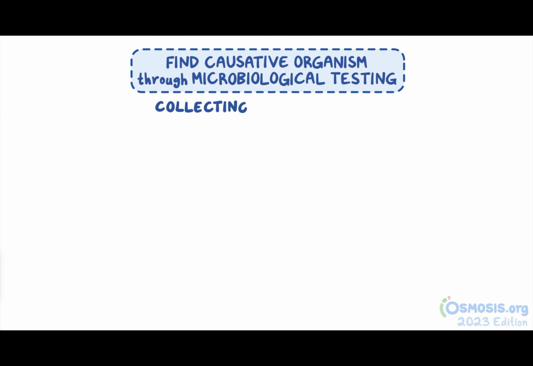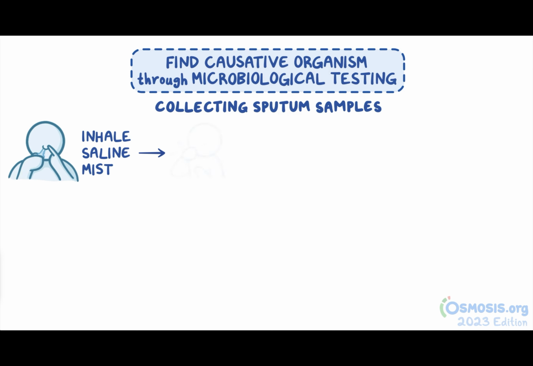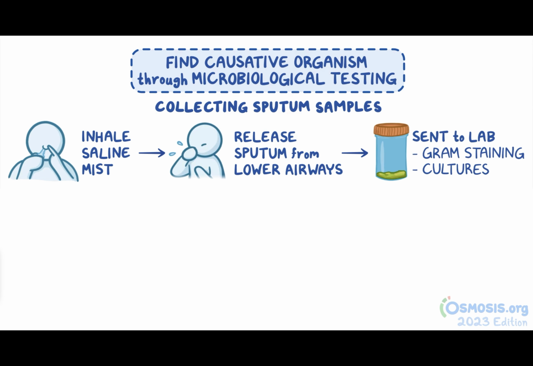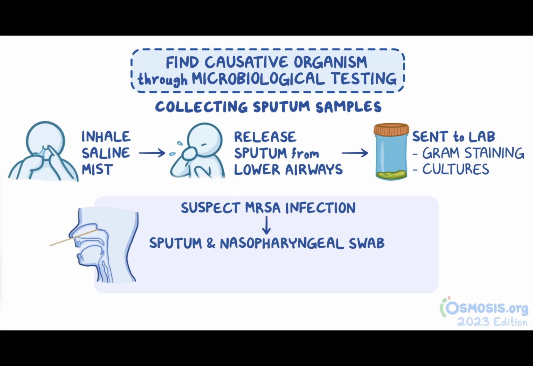This involves collecting sputum samples, usually by sputum induction. To do this, the patient should first inhale a saline mist, which will trigger a reflexive cough to release sputum from the lower airways. Sputum samples are then sent to the laboratory for gram staining and cultures. Additionally, if you suspect MRSA infection, sputum and nasopharyngeal swab samples can be sent for multiplex PCR studies.